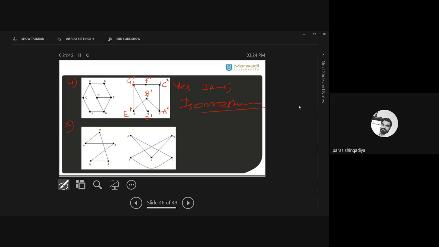Okay? You can start with any vertex. Let us start with B. Okay? That is the place of B here, and find out the image of B. Let us say that is the image of B. It is B dash.